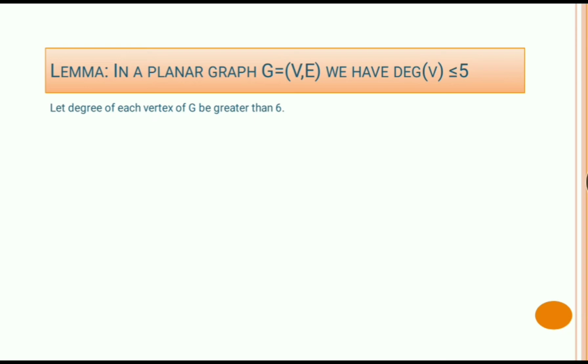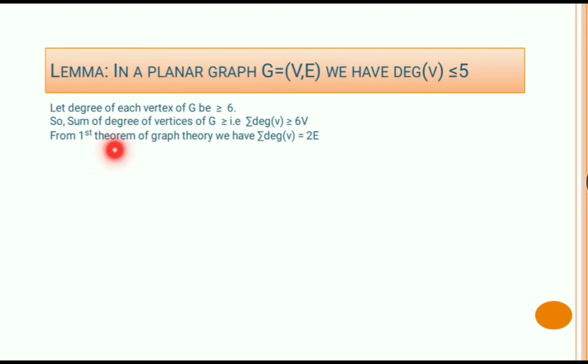So the sum of the degrees will be greater than or equal to 6 times V. Okay, so the sum of the degrees of the vertices of G will be greater than or equal to 6V. Call this equation 1. And by the first theorem of graph theory, the sum of degrees of all the vertices is equal to 2 times the number of edges. So these two things give us that 6V is less than or equal to 2E. If you put the sum of degrees of all the vertices equal to 2E here, you get 6V less than or equal to 2E. So it gives us V is less than or equal to 2 by 6, which is 1 by 3 E.